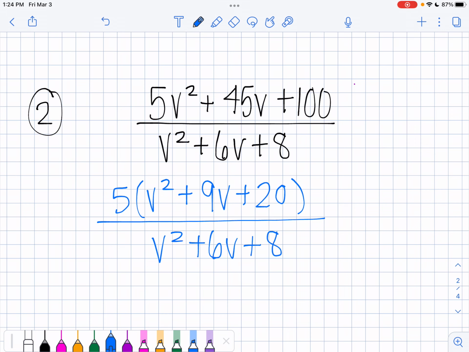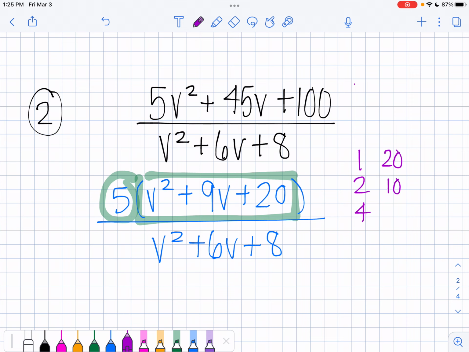Okay, next step, factor completely. So when I'm looking at factoring the numerator, I'm going to factor this because I already took out my 5. So you have to ask yourself when you're factoring and the number in front is 1 here, what numbers multiply to 20 but add to 9? Okay, so numbers that multiply to 20, if you're not really good at this, I suggest writing them down. So we got 1 and 20, 2 and 10, 4 and 5.